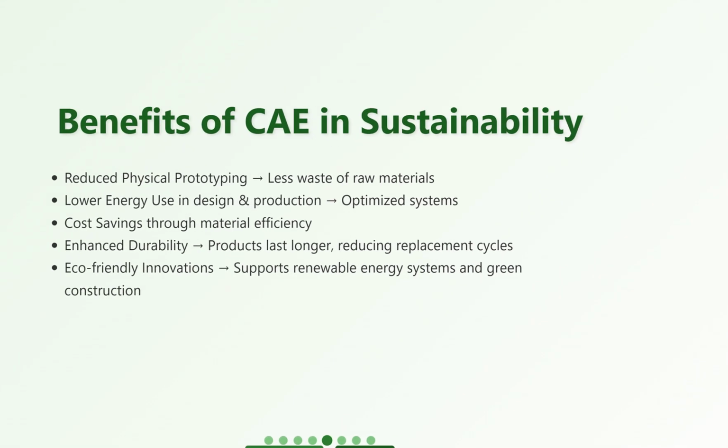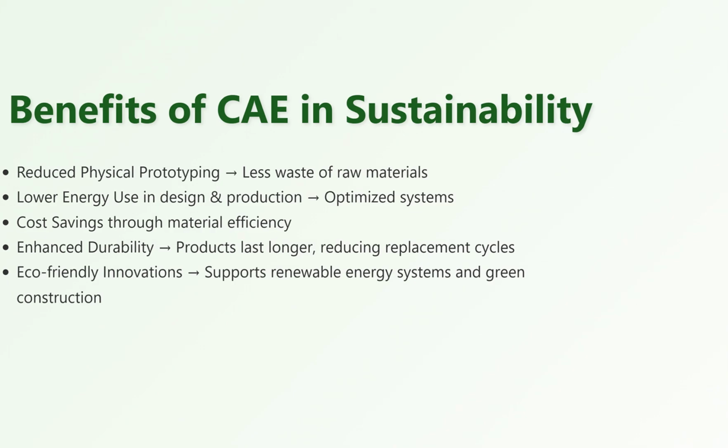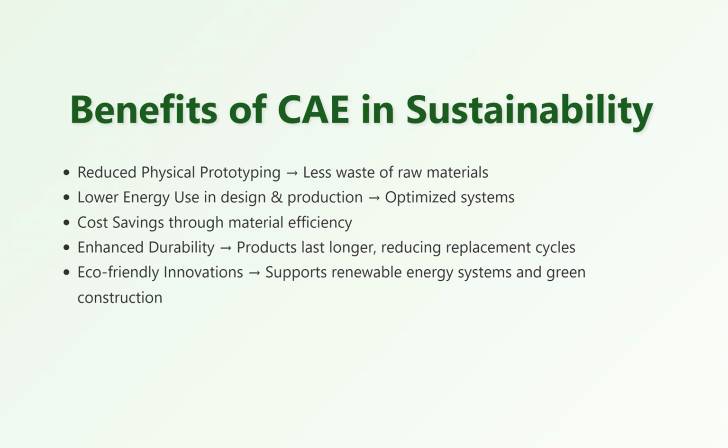What are the benefits of us using computer-aided engineering in sustainability? Number one is it reduces physical prototyping. Because every time you're doing a simulation, all the problems you are facing, you are removing them from the design. If it gives you any errors, you remove them from the design before you do physical prototyping, which means when you do a simulation, a high chance is you are reducing physical prototyping, which may be costly. At the same time, you are reducing wastage of materials.